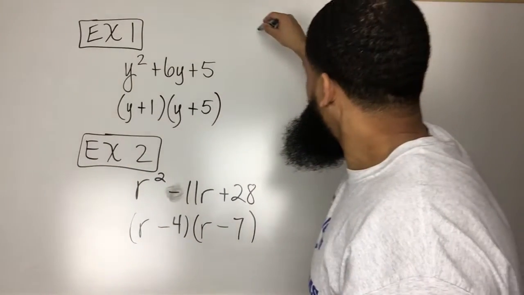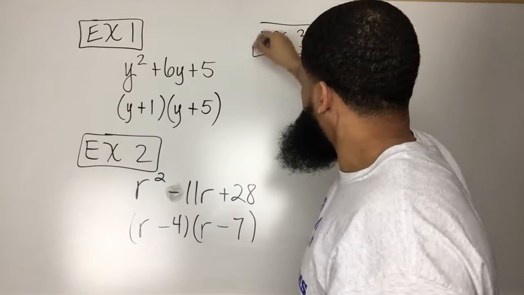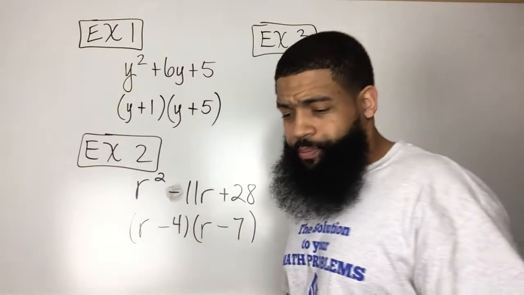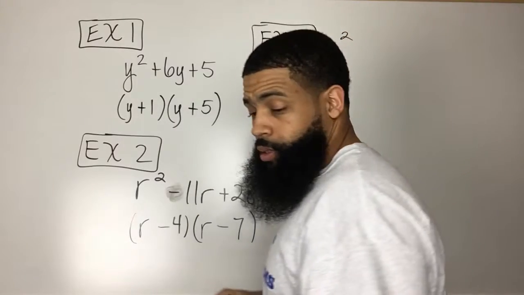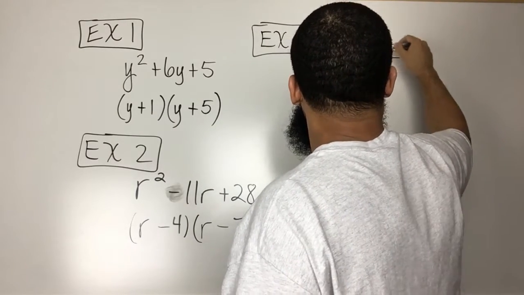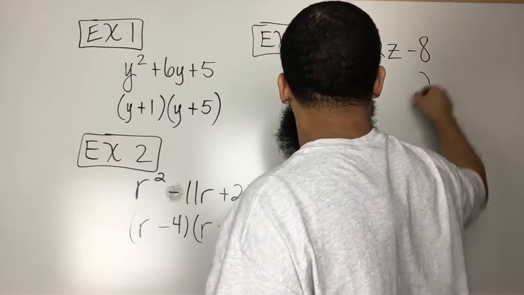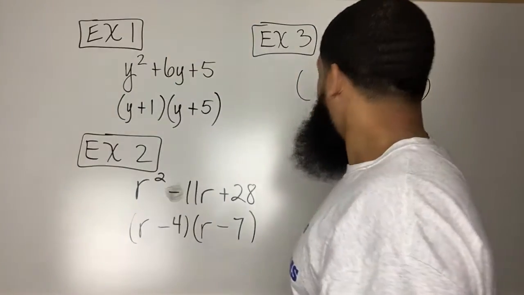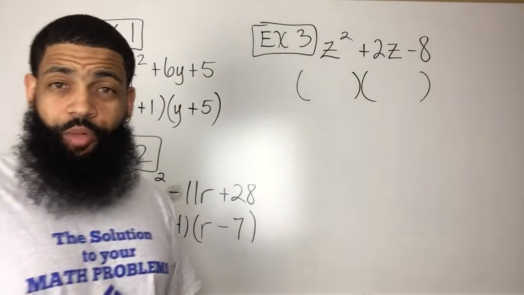Let's do example 3. All right, example 3. I have z squared plus 2z minus 8. Now notice the middle term is positive and the last term, or the C term, is negative.